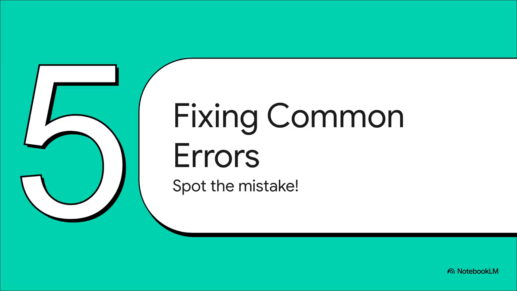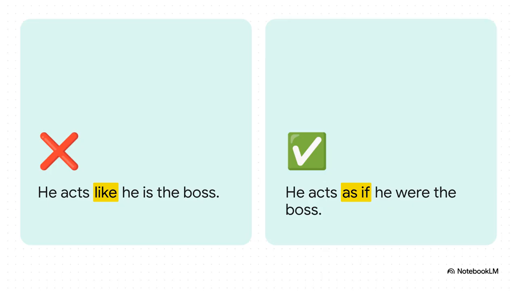Section 5. Fixing common grammatical errors. Spot the mistake. Okay, while "like" is completely fine for casual chats, formal and academic English basically demands the sophisticated "as if he were" structure. You're going to hear "acts like" all the time in movies or at the coffee shop, and hey, that's totally okay. But remember, the whole goal of this explainer is to level up your formal communication. So in professional settings, swap out "like" for the conjunction "as if," and whatever you do, don't forget that subjunctive "were" we talked about earlier.